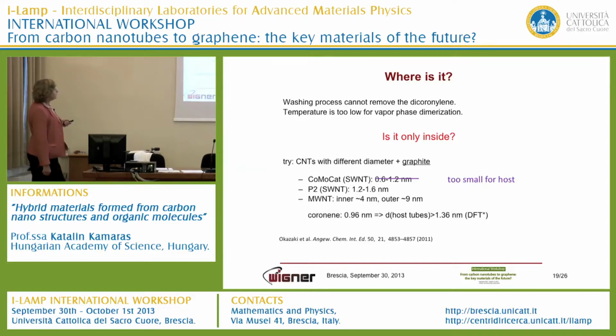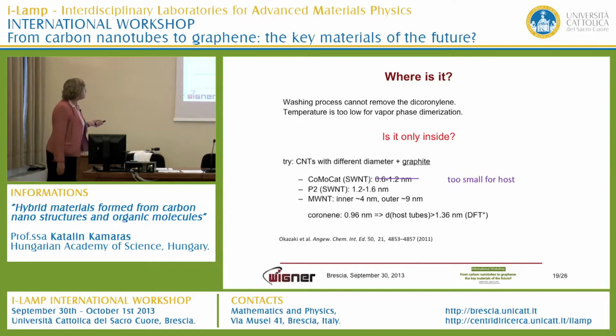And what we thought was that it isn't inside, it must be outside, and it forms because of what we call templated oligomerization. Your graphitic surface catalyzes the polymerization of the coronene. So we took a few more control experiments, and we used CoMoCat nanotubes, which Professor Lanzari already introduced. So you know that these are too small for the coronenes to go inside. We have graphite, which is a flat surface. You cannot have anything inside.